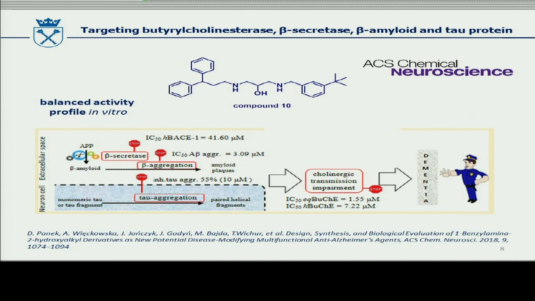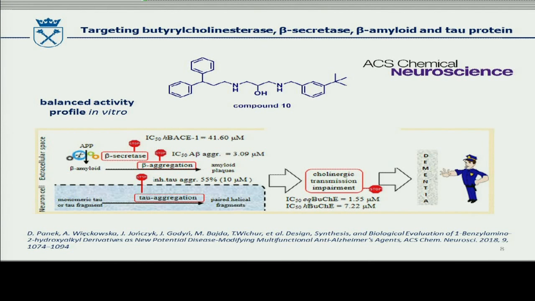It was able to inhibit with micromolar range of activities. For example, beta secretase, the enzyme responsible for the formation of beta amyloid. Beta amyloid in Alzheimer's disease tends to aggregate. This compound was also able to stop this process, also to stop the process of tau protein aggregation.